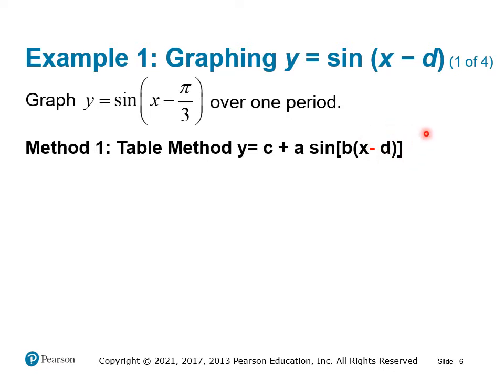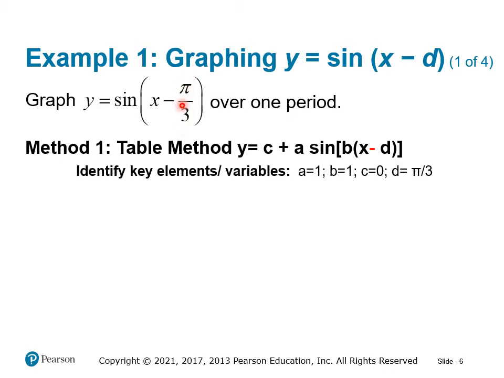So that's really the first thing we're going to do, is try to figure out what each of those variable values are. Notice the multiplier in front of sine is 1, so a equals 1. The multiplier outside the parenthesis of x minus pi over 3 is also a 1, so our period adjustment b is equal to 1. There is no constant in front, so this is like 0 plus, so c equals 0. And then we can see here that d equals pi over 3. So the first step is to look at the model and identify those key values.